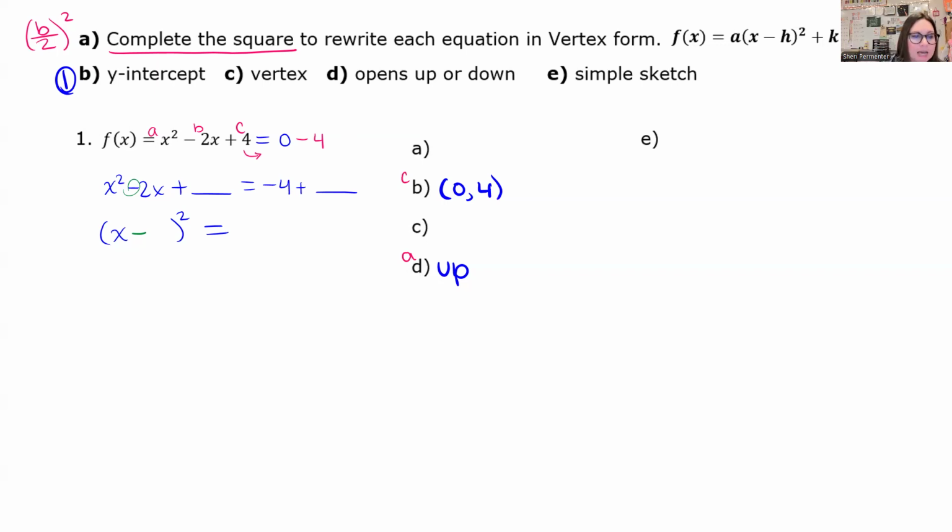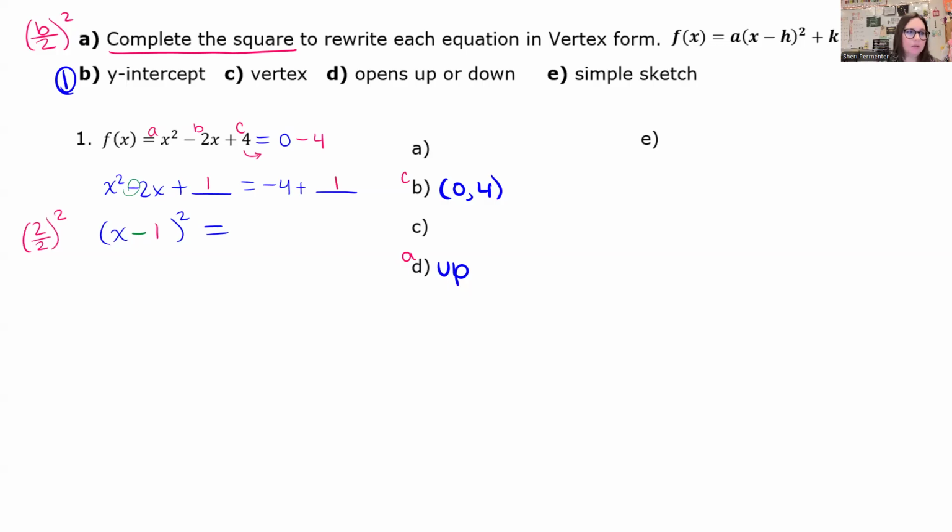So off to the side, I'm going to say 2 divided by 2 squared. And what's in parentheses goes in parentheses. So 2 divided by 2 is 1. And then I work my way up. So 1 squared is 1. And anything I do to one side of the equation, I have to do to the other.